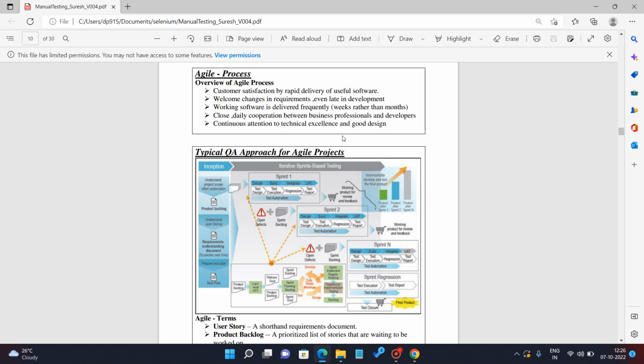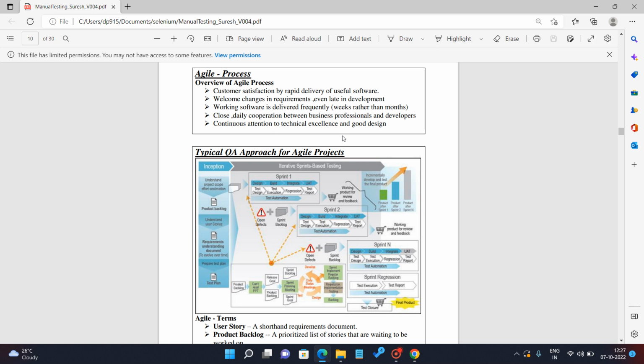Agile methodology is one of the biggest methodologies, and let's discuss agile. Agile methodology is a practice which promotes interaction of development and testing during the SDLC process of any project.